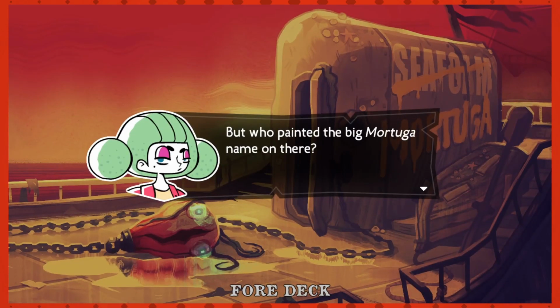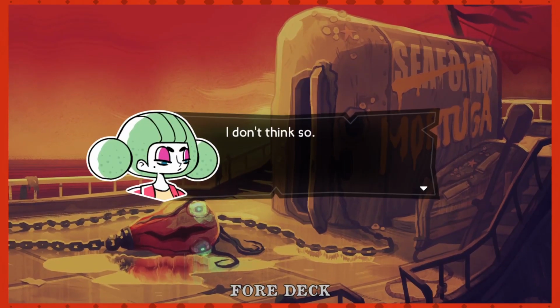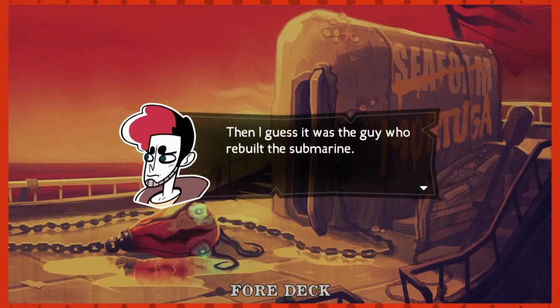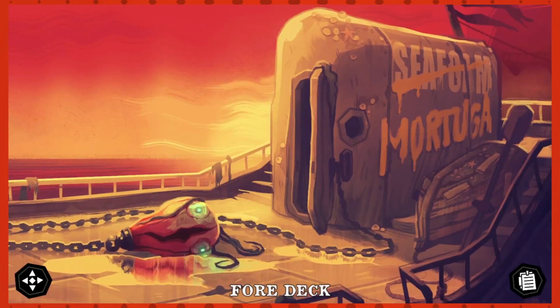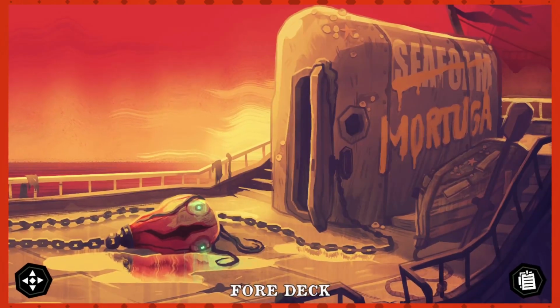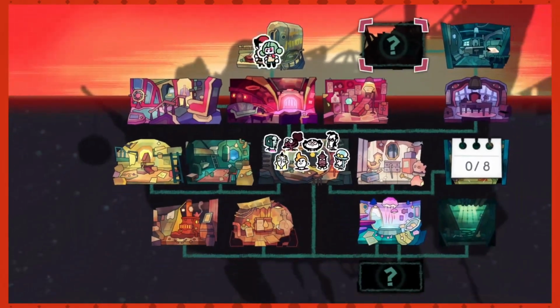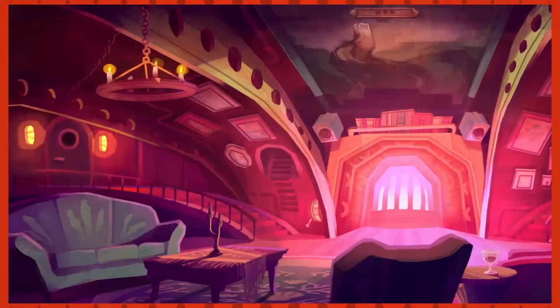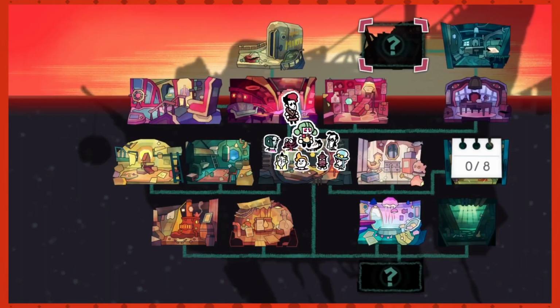But who painted the big Mortuga name on there? You don't think Mortuga would have done it himself? I don't think so. Then I guess it was the guy who rebuilt the submarine. Drummond, I think his name was? The shipyard guy. Missed the aft deck. Hey. We didn't... Yeah. We've got work to do. Indeed we do. Oh, okay, there's a cutscene first, I guess. Because we need to go up here.